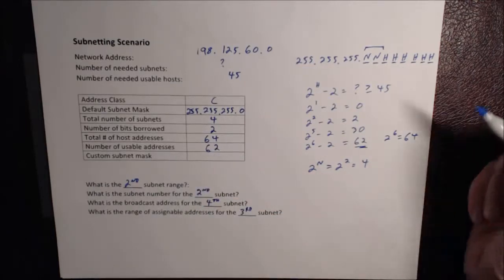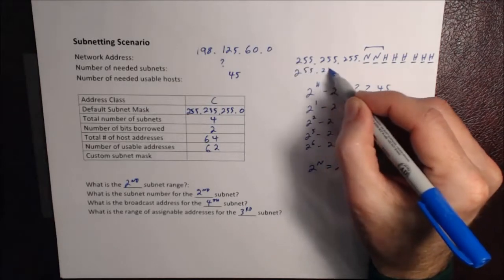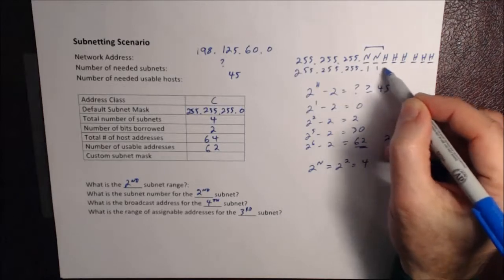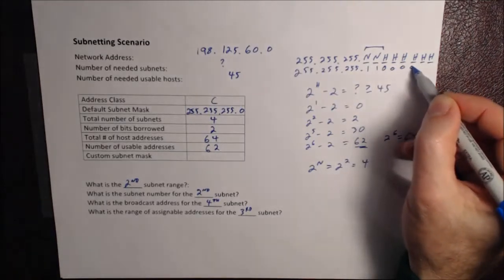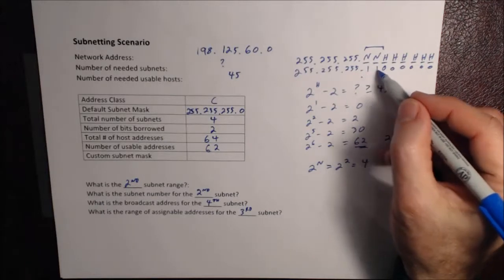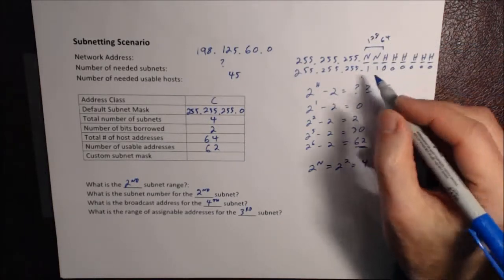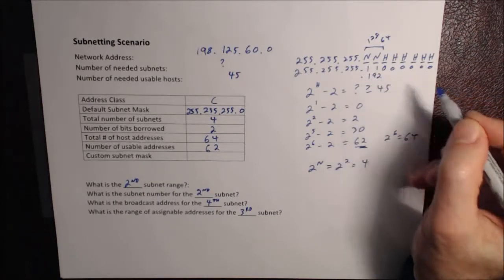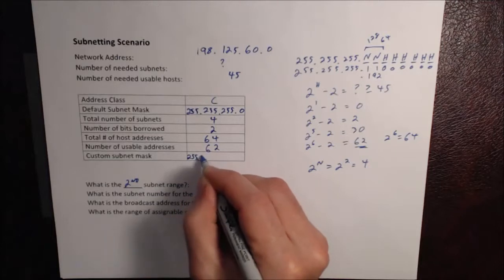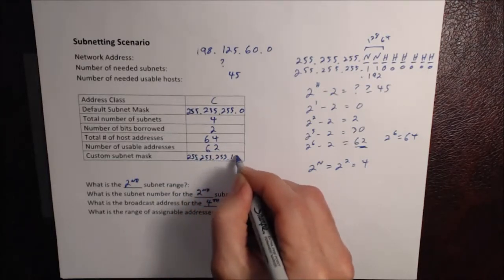So the custom subnet mask is going to be 255.255.255.11000000, and that's going to be 128 plus 64. And that's going to give us 192. So our custom subnet mask is going to be 255.255.255.192.